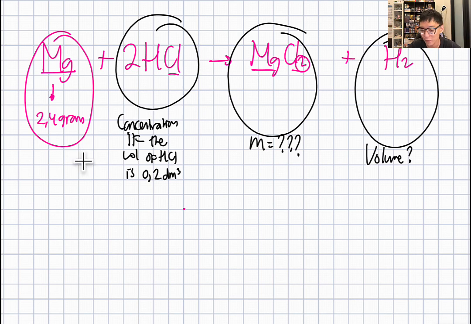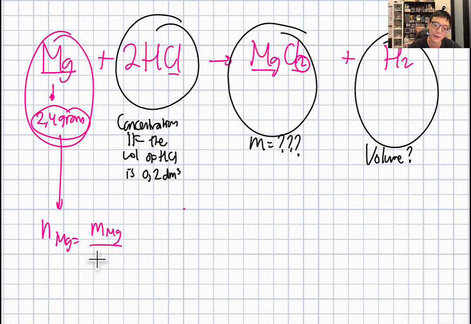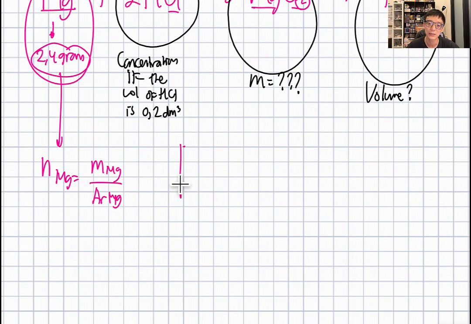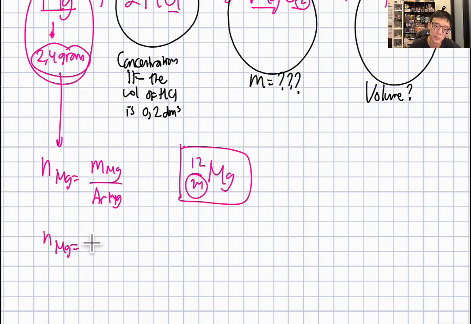So now, with the only information that we have in the question, 2.4 gram of magnesium, we can find the mole. So the mole of magnesium would be the mass of magnesium divided by the atomic mass of magnesium. Why atomic mass? Because it's only one thing, magnesium here. So magnesium actually is 12, 24. So the mass is 24. So the mole of magnesium is equal to 2.4 gram divided by 24, which is 0.1 mole. So this is the mole of magnesium.